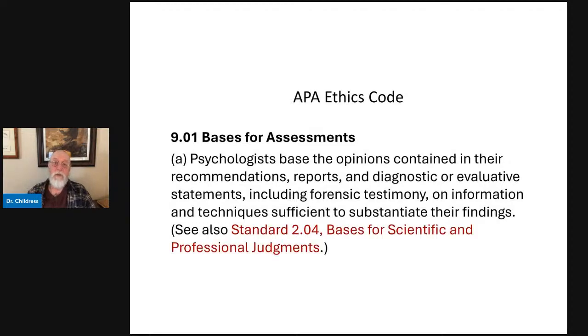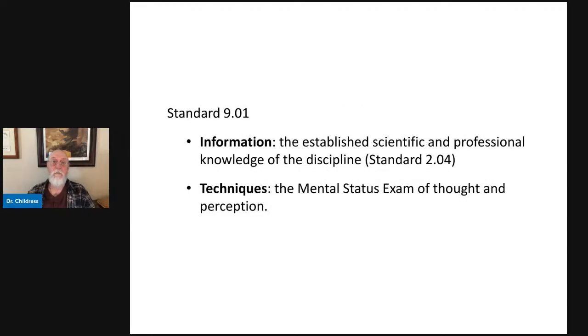And notice that they cite specifically to Standard 2.04, Bases for Scientific and Professional Judgments. That would be the information they are required to rely on: the DSM-5, attachment, family systems, the established knowledge of professional psychology. So Standard 9.01 requires that it be based on information, i.e. the established scientific and professional knowledge of the discipline, Standard 2.04.